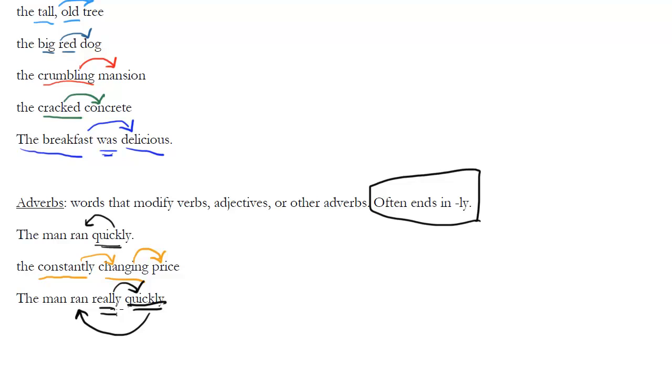The main error you're going to see on the SAT with these is confusing the adjective and the adverb. Often what you're going to see is some sort of word that looks like an adjective, but actually should be an adverb. That should have an ly attached to it because it's not modifying a noun, it's modifying something else, and therefore should be an adverb with an ly.